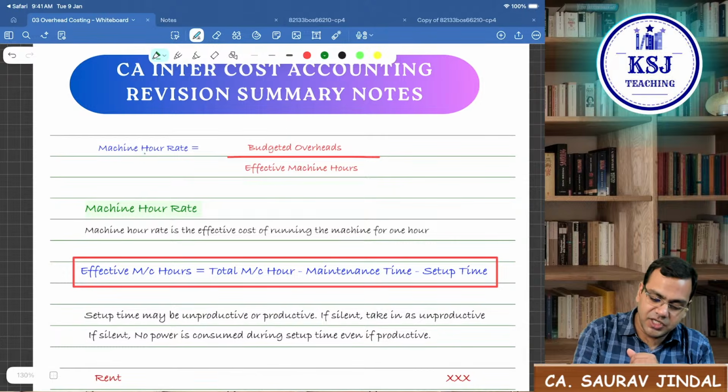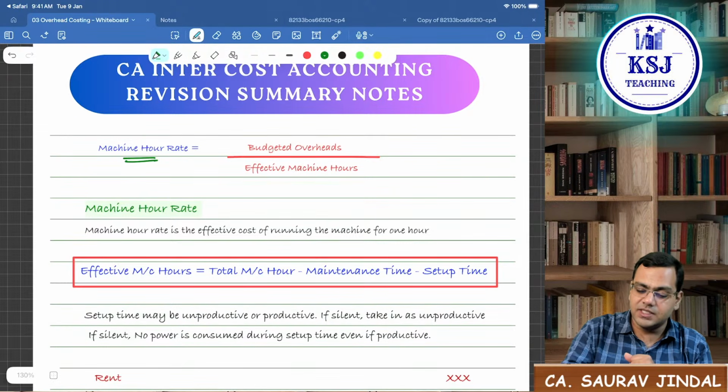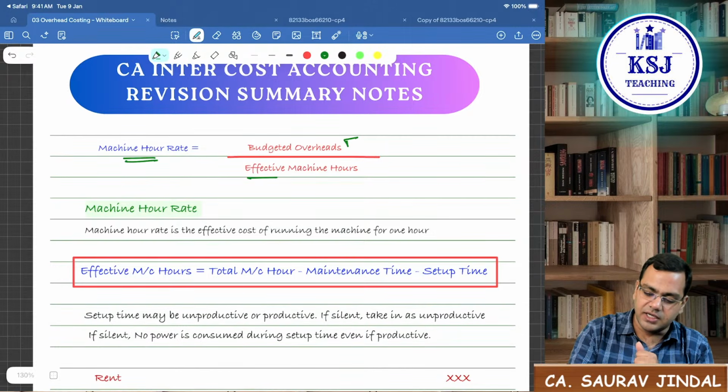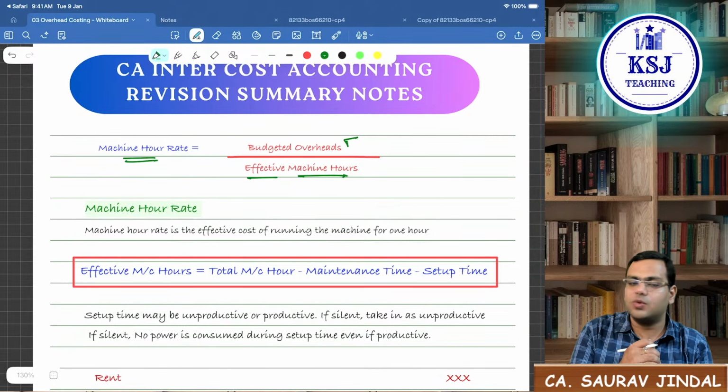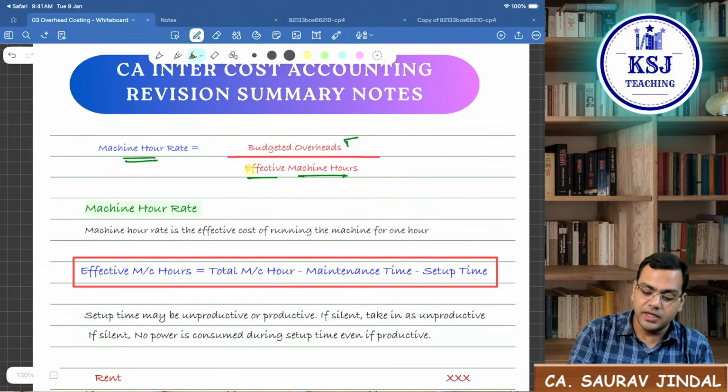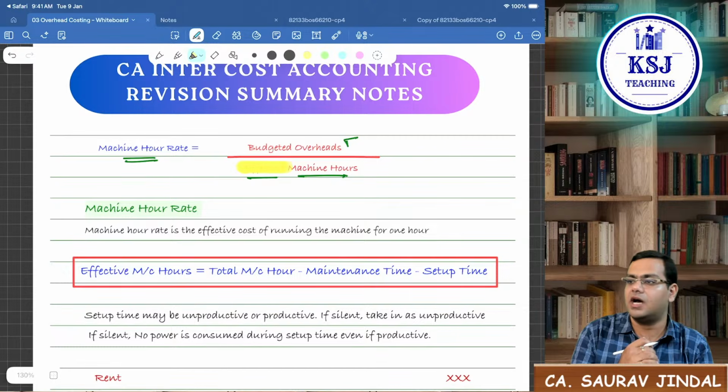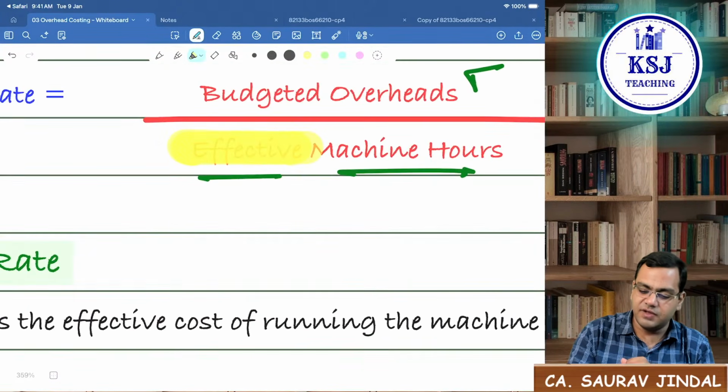So here the machine hour rate says what? The machine hour rate is budgeted overheads divided by effective machine hours. Now, if you have noticed one thing here, earlier we were using budgeted overheads divided by budgeted material cost, labor cost, prime cost, or labor hours. But here the word used is what? Here the word used is effective machine hours. Right? Now, what is the meaning of this? Effective machine hours.